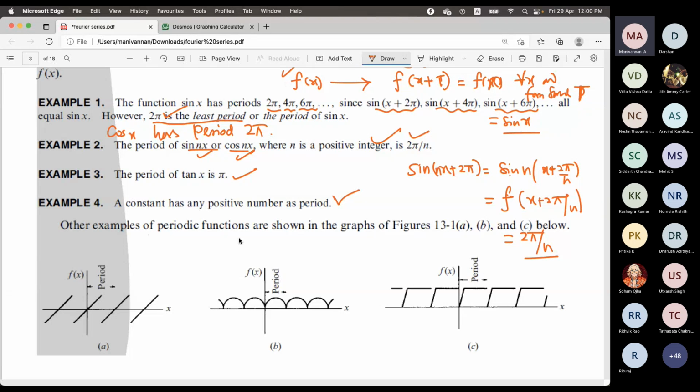Other examples of periodic functions are not only the sine function, cosine function, tan function or constant function. Consider this graph: suppose this is some number like -1, this is 1, this is 2, and this is 3, and here it is -1 and then here it is -2. These all have the period 1. Am I right?